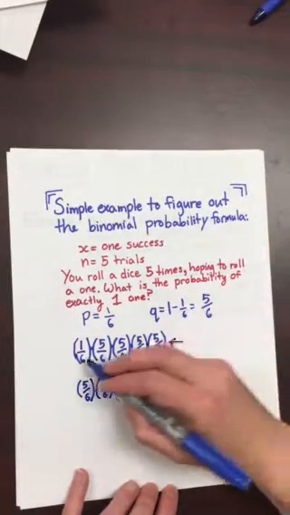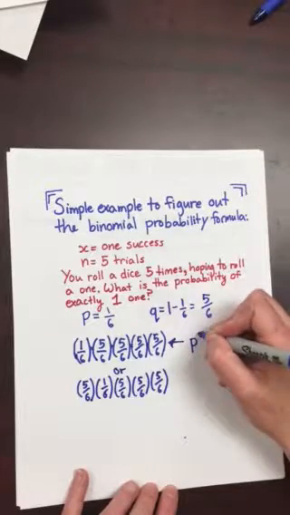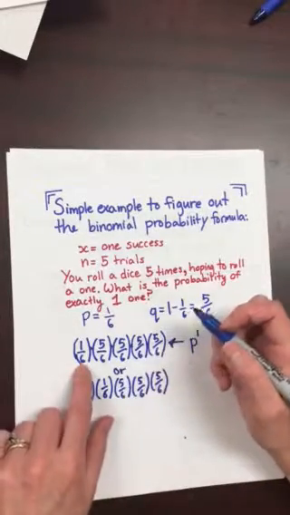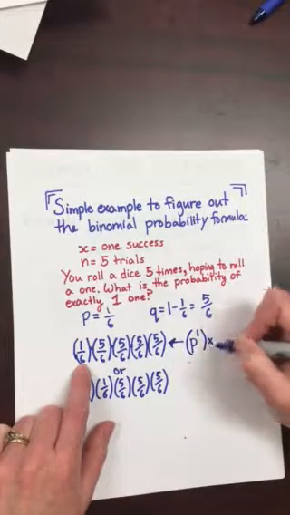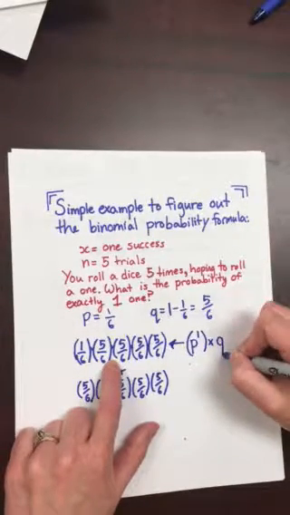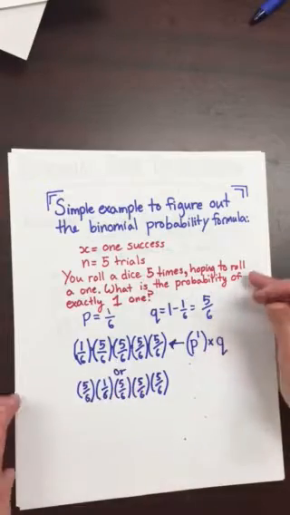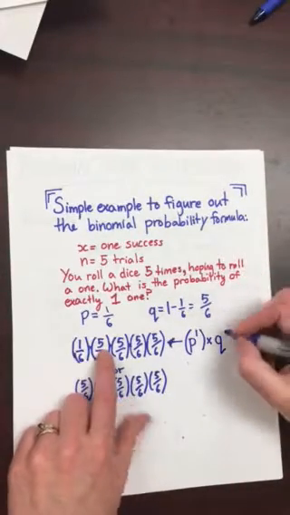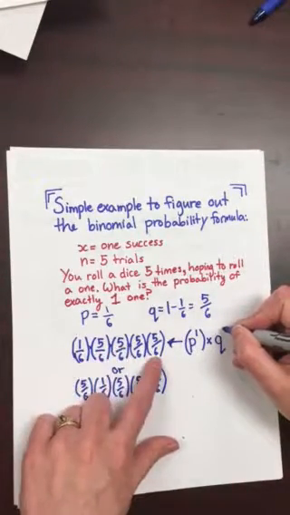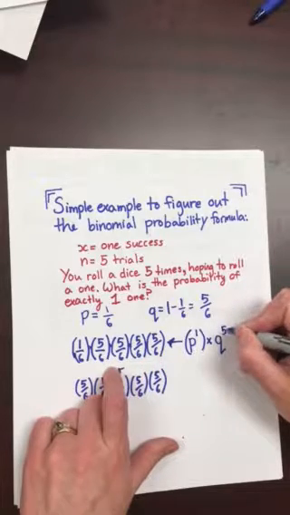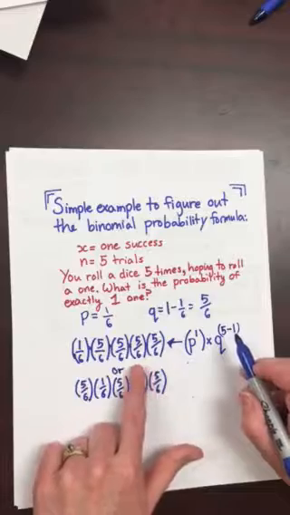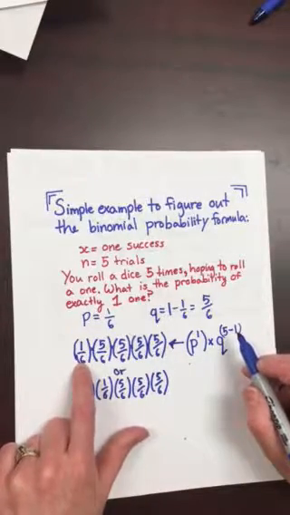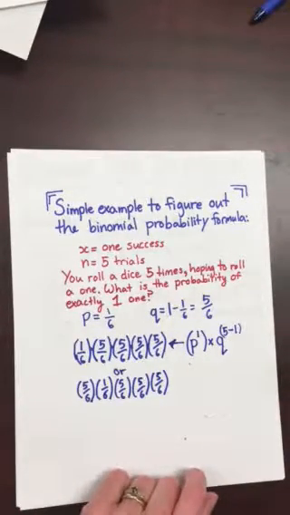That would be my p here to the power of 1. So see how I have 1 over 6 just to the power of 1 here. And that's being multiplied by q, my probability of not getting what I want. And it's to the power of, looks like 4. But how did I get the 4? That's 5 trials minus 1. Basically, it's everybody else is a failure. So if I have 1 success, everybody else is a failure.